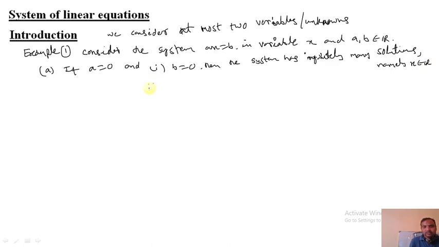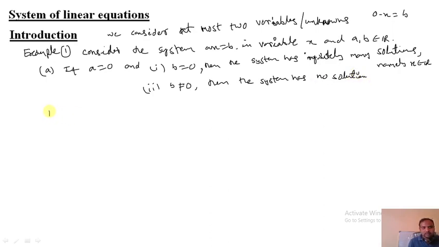Suppose a is 0 and b is not equal to 0. Then 0 into x equals some non-zero number. Is it possible? 0 into x is 0, and 0 equal to non-zero is not possible. Then the system has no solution.